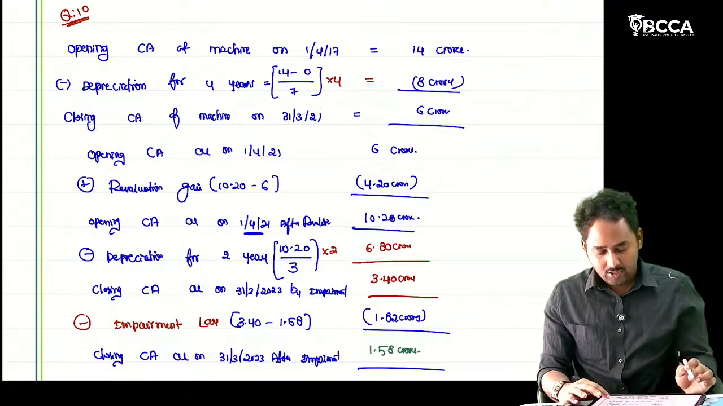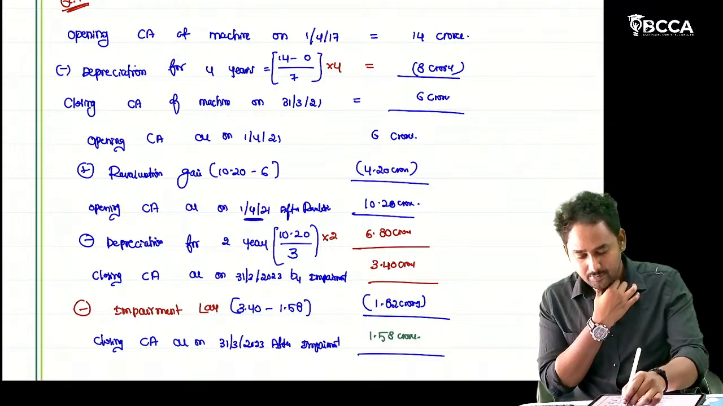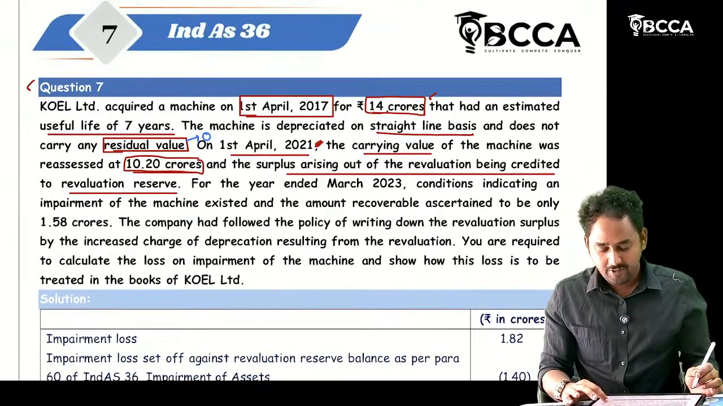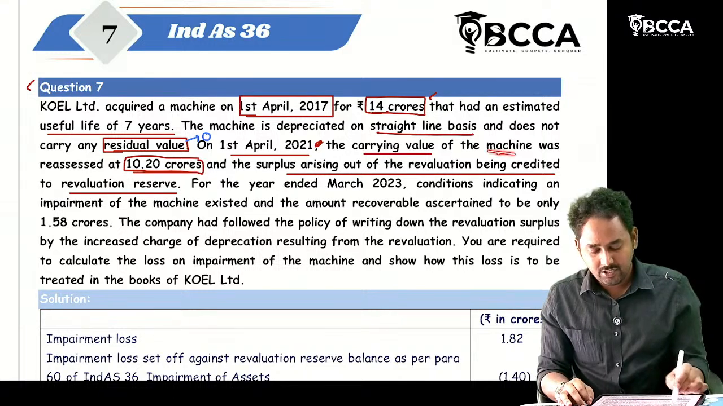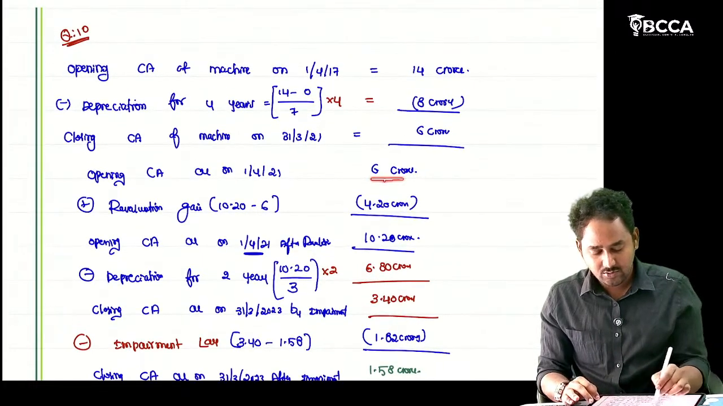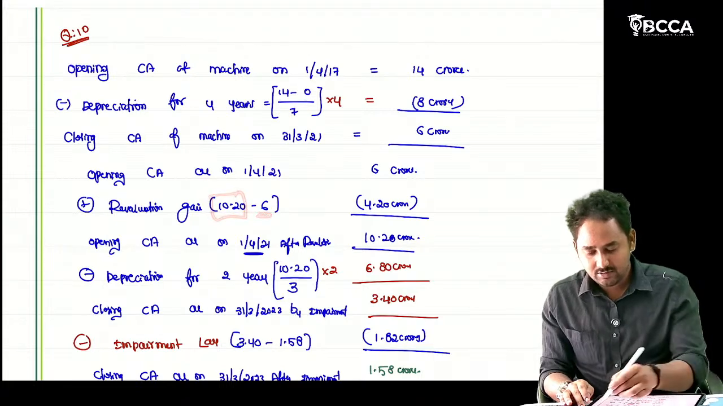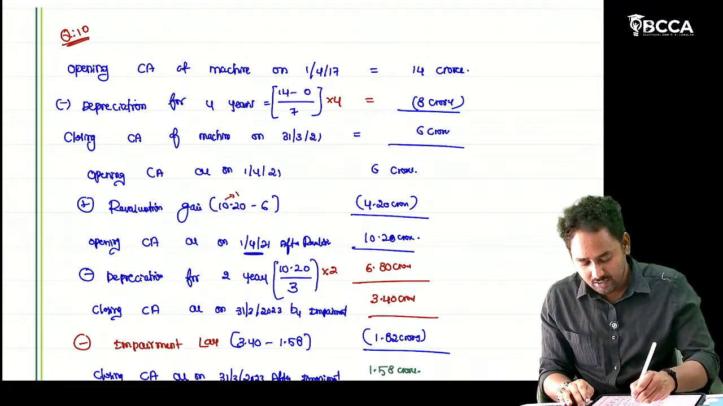If it is the closing for 31st March 21, then it becomes the opening for 1st April 21, 6 crores. So what is the fair value of machinery as on 1st April 21? 10.20. What is the carrying value? 6 crores. Then what is the revaluation gain? 10.20 minus, this is fair value.